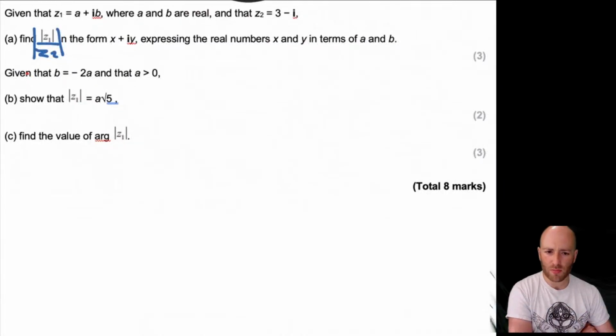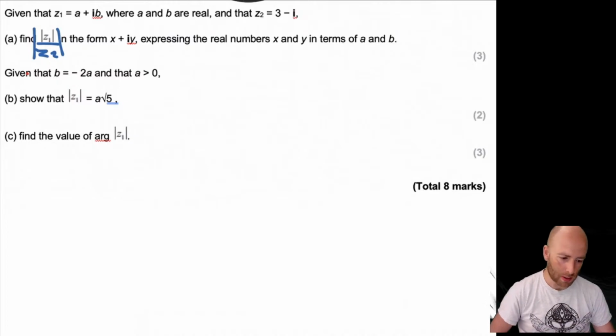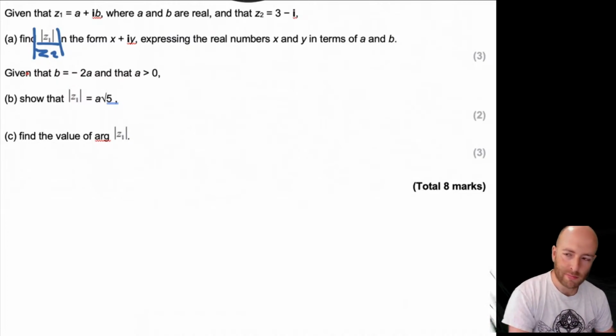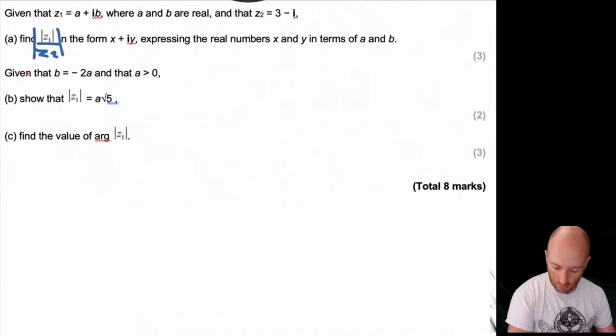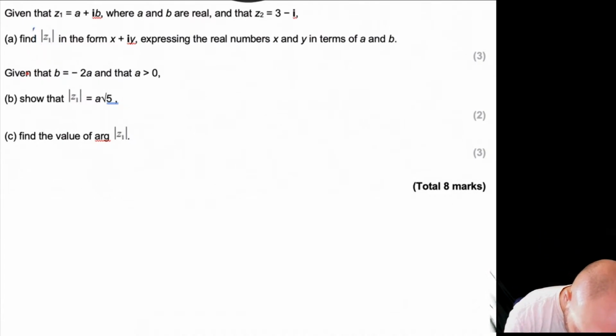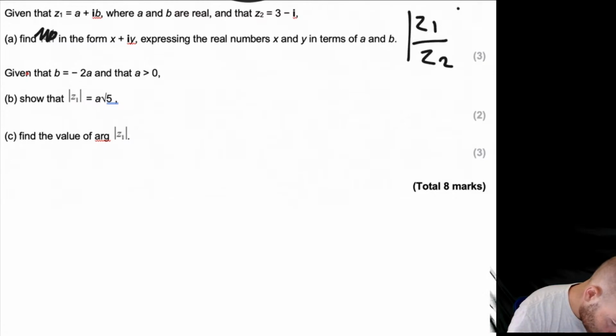Yeah, sometimes it just doesn't print. Some of these are past paper questions, a bit old, and words get lost, bits and fractions. Yeah, it should be modulus of Z1 over Z2. That's what it wants you to find.